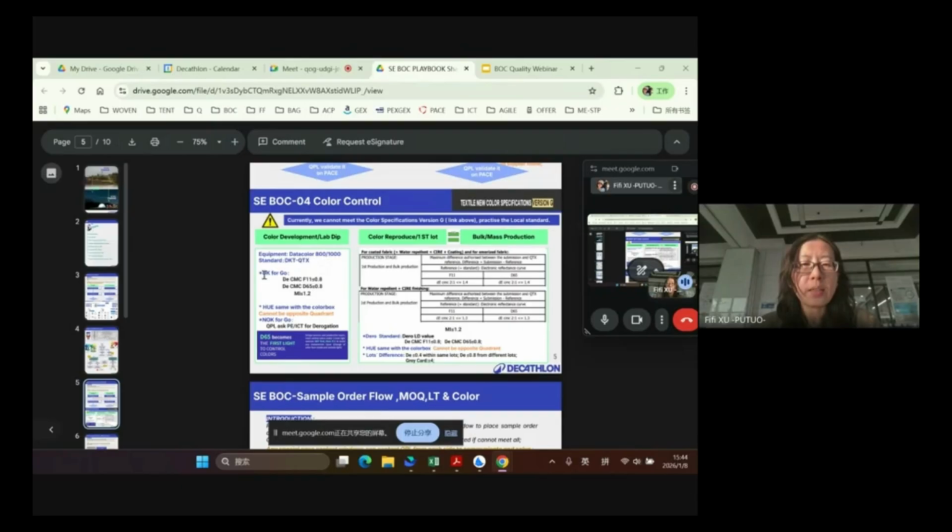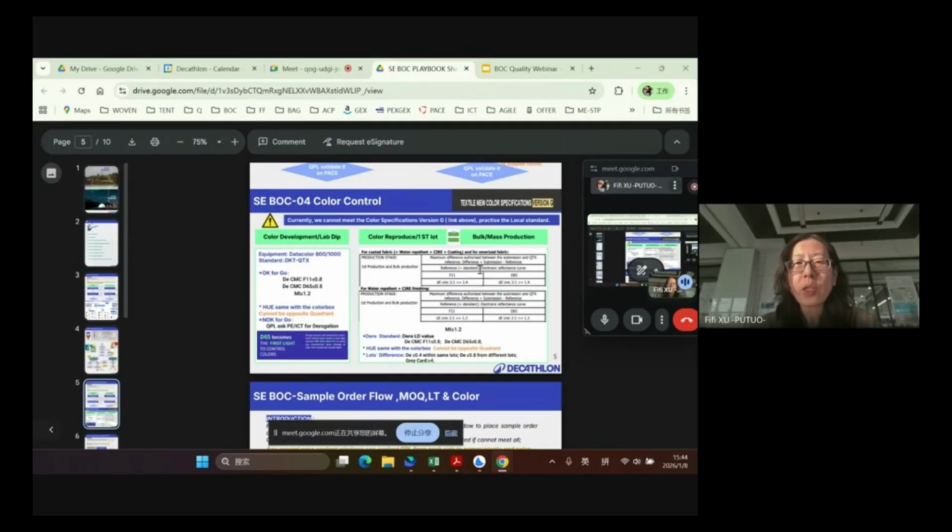And for the standard, it's quite easy. For color development, we make sure the DE is less than 0.8. Then mostly the customers use the bulk production standard. We distinguish fabric with coating and without coating. If with coating, the DE value needs to be less than 1.4. If it is without coating, the DE value is less than 1.3.